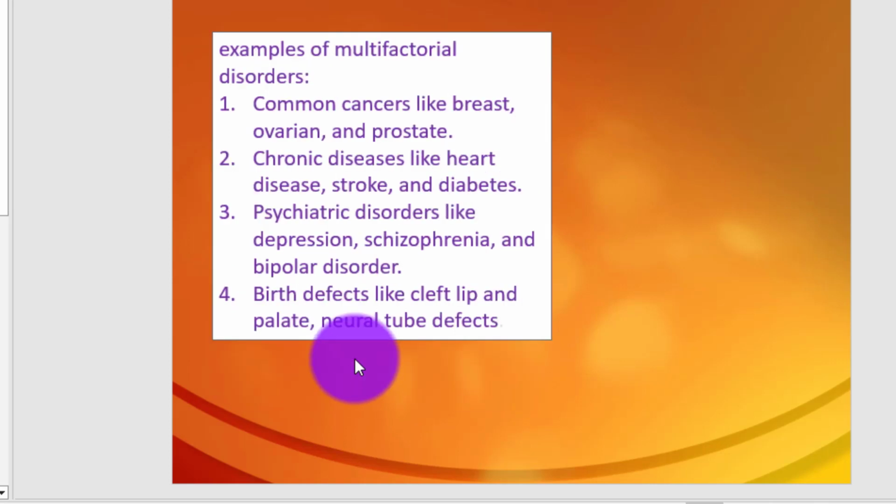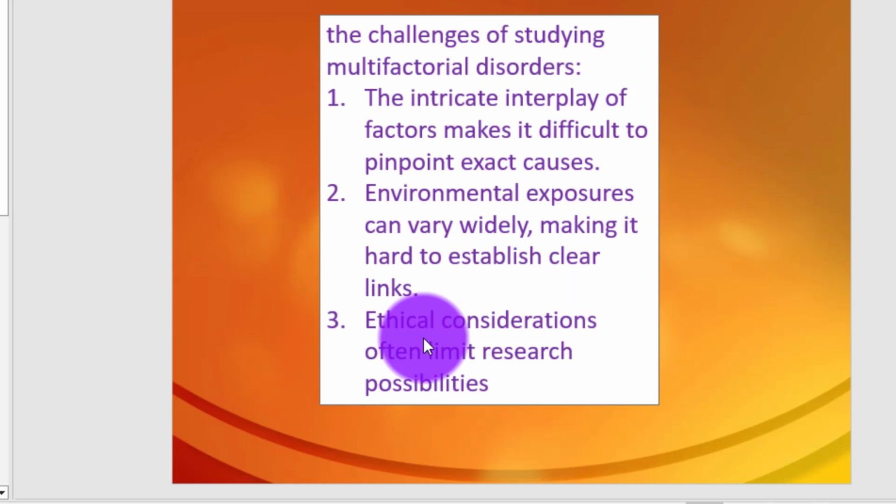Examples of multifactorial disorders: common cancers like breast, ovarian, and prostate; chronic diseases like heart disease, stroke, and diabetes; psychiatric disorders like depression, schizophrenia, and bipolar disorder; birth defects like cleft lip and palate, and neural tube defects.